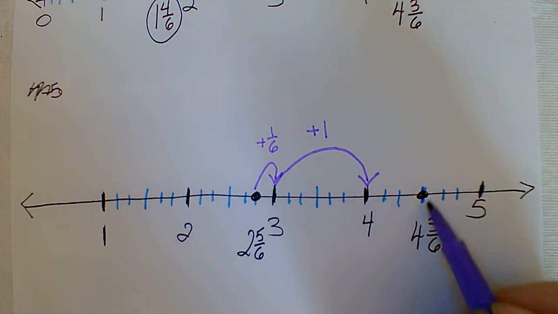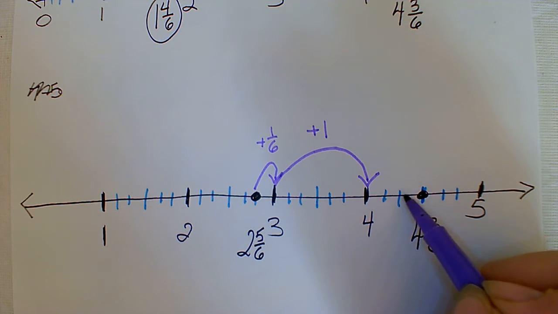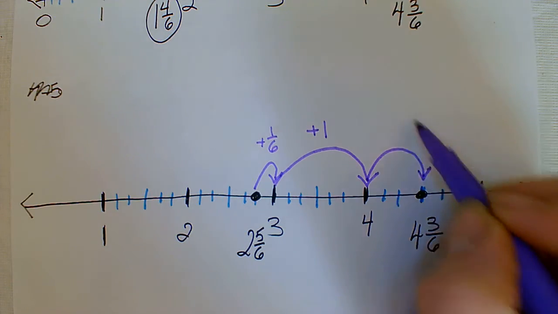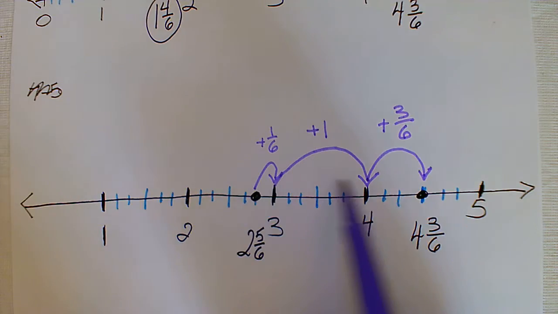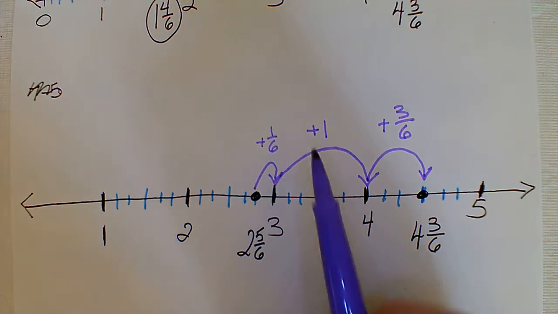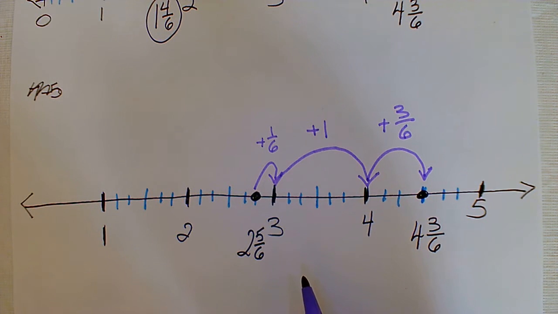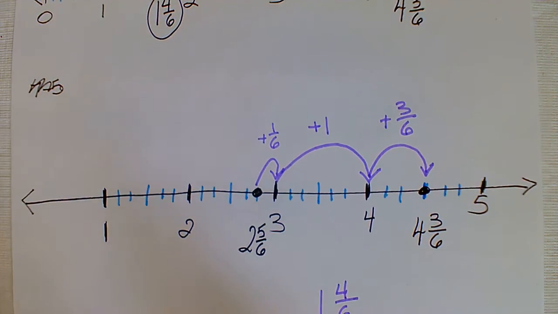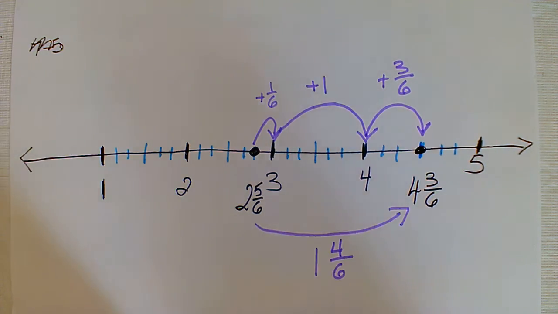And now I need to see how many more sixths I need to add on to get to 3/6. So I'm going to go 1, 2, 3. So that's adding on 3/6. And now I can just combine all of those. So for this one, I would have 1, and then I have 3/6 plus 1 more 6 is 4/6. So we're going to get the same exact answer, which is 1 and 4/6 to do that entire hop. So to go from here to there is 1 and 4/6.